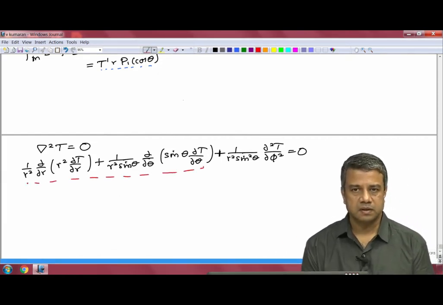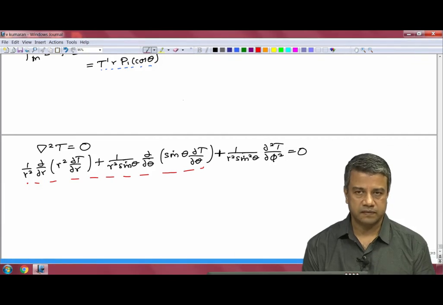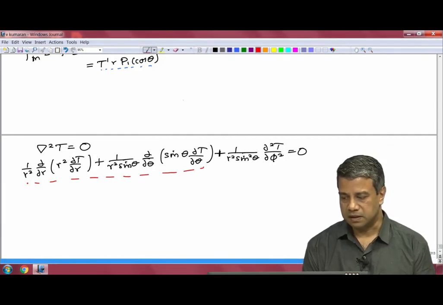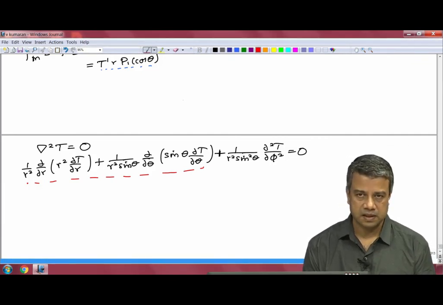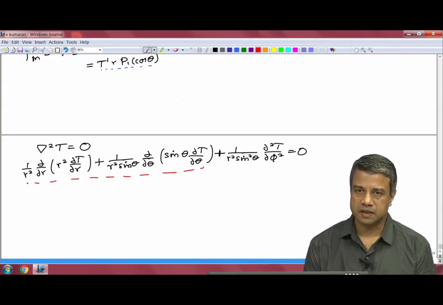So, what happens if you have a variation in the phi direction? I will discuss this in the next lecture, the solution of the Laplace equation for the temperature field for a general non-axisymmetric temperature profile. This I will start in the next lecture. I will see you then.